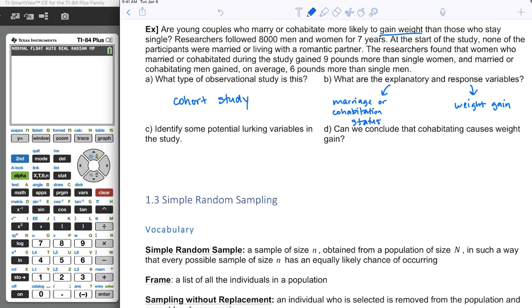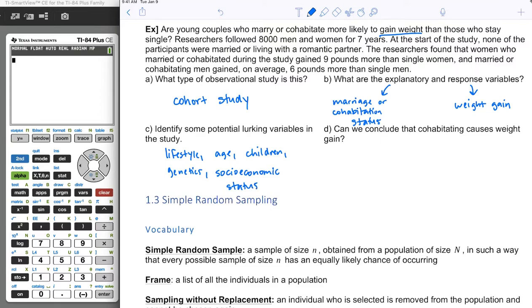Okay, part C. Identify some potential lurking variables in the study. So once again, we're talking about weight gain, so there could be things like lifestyle, age, whether or not they have children might matter, genetics, maybe even something like socioeconomic status. There's a lot of things here that could have an influence that were not part of the study.